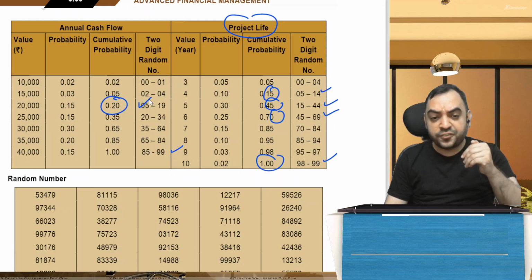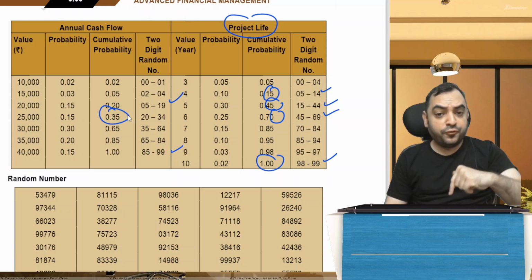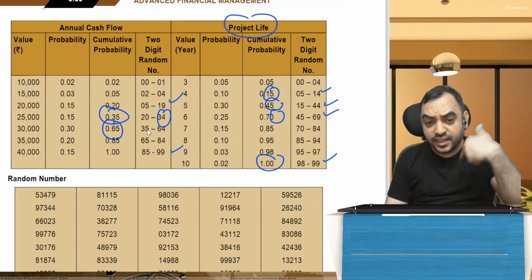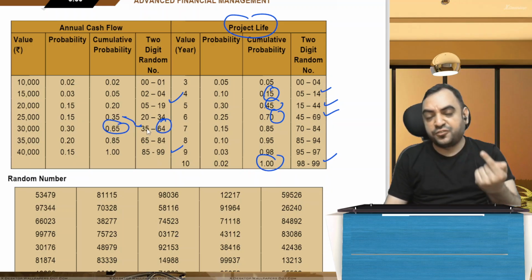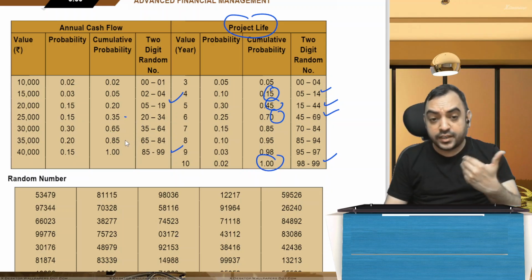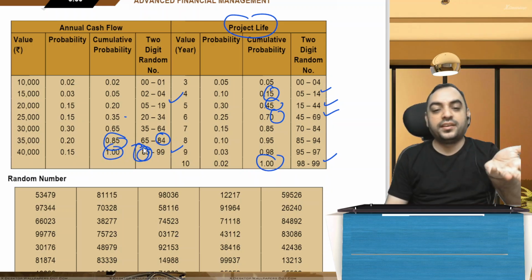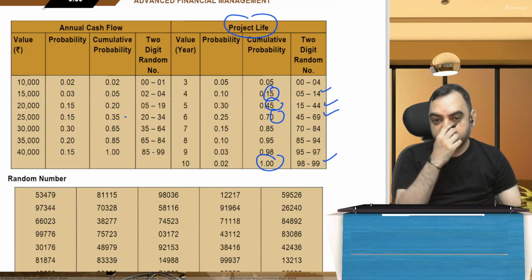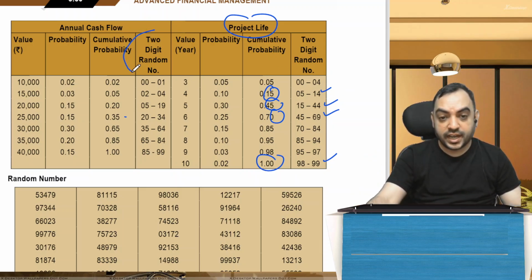Then we have 20. Start with 5. Then 20, the number before is 19. The next is 35. So start with 20, before 35, and that is 34. Next number 65. Start with 35, because 34 ended. Previous number of 65 is 64. Next start with 65. 85, the number before, that is 84. Next start with 85, the last one is 100, and the number before is 99, so 85 to 99. So I hope you have understood how to calculate cumulative probability, and from cumulative probability you calculate the random number interval, the two-digit random number interval.